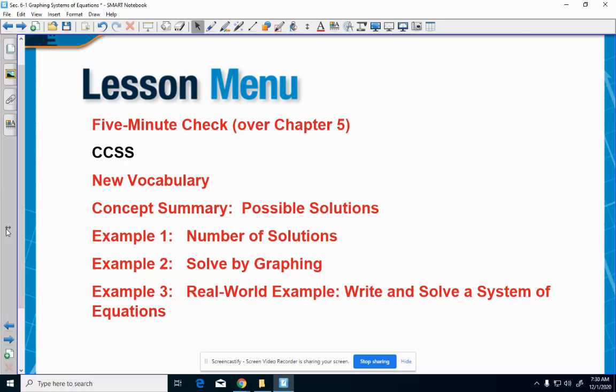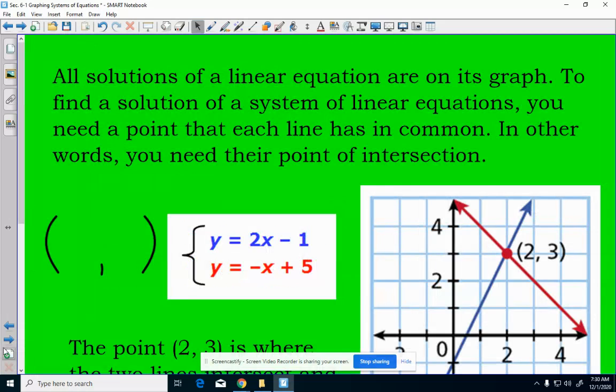And then this idea right here about the possibility of solutions, this concept summary, you're going to need that as a part of your Google form for your homework tonight. So that'll be an important screen to make sure you pause on, either take a snapshot of it or copy it into your notebook.